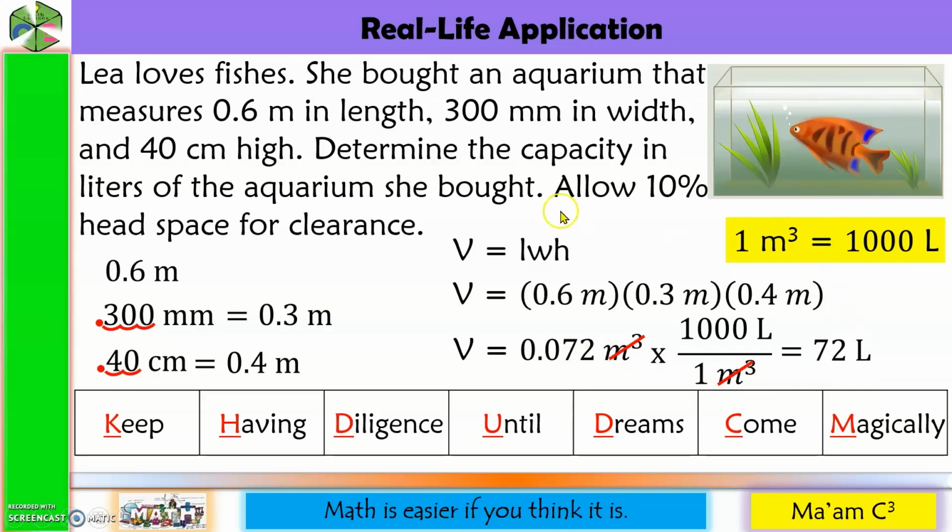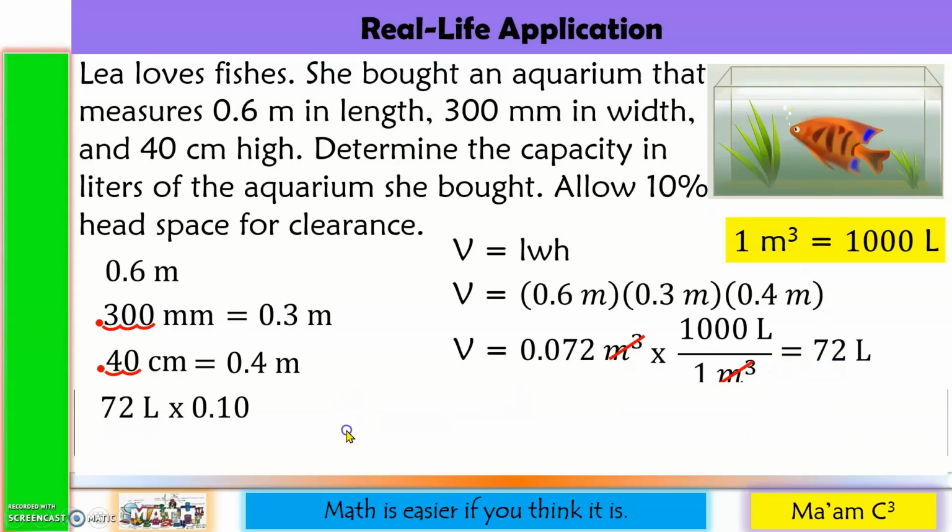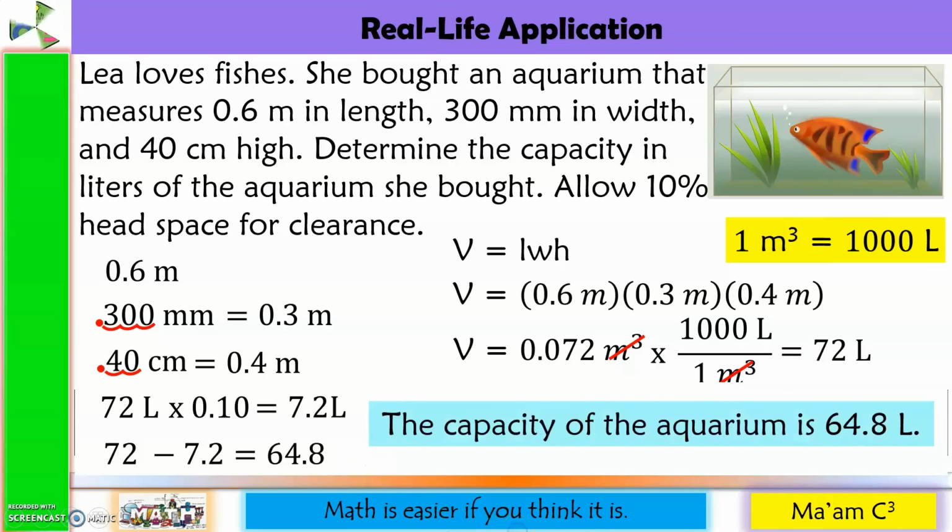But we are going to allow 10% head space for clearance. That 10% is the space here. So we are going to get the 10% of 72, and that is 7.2 liters. We're going to subtract this from 72, and that will give us 64.8. So the capacity of the aquarium is 64.8 liters.